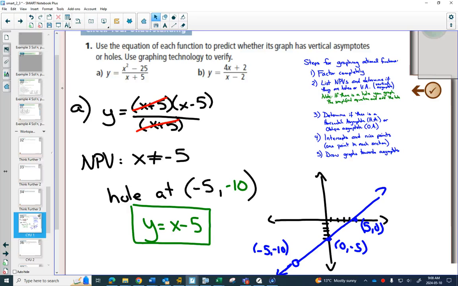So that's where this green note comes in. If there's a hole, you graph the simplified equation. Sometimes your simplified equation is still a rational function, and you're still going to have to go through steps 3, 4, and 5. But this is the easiest one: when you have a hole and you end up with a line. You do a little happy dance. You're like, yay, this is an easy 3 marks. I know how to graph lines.